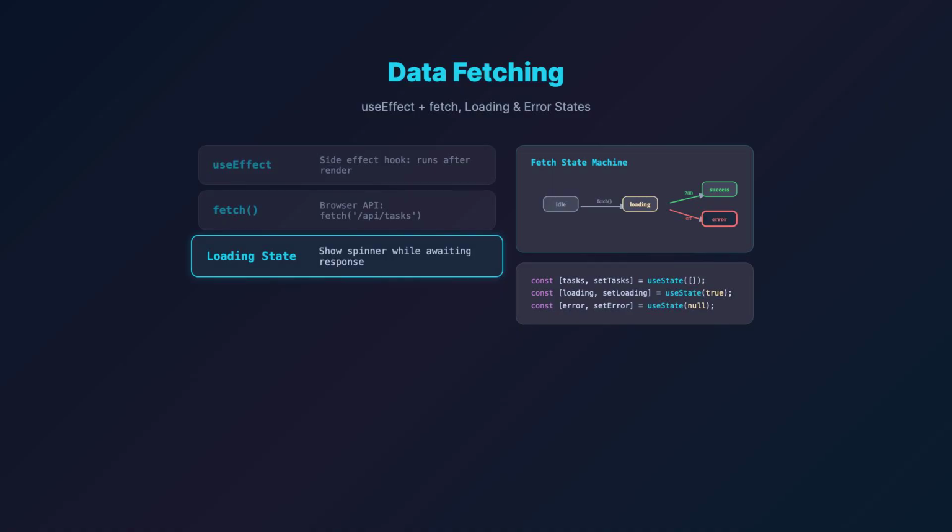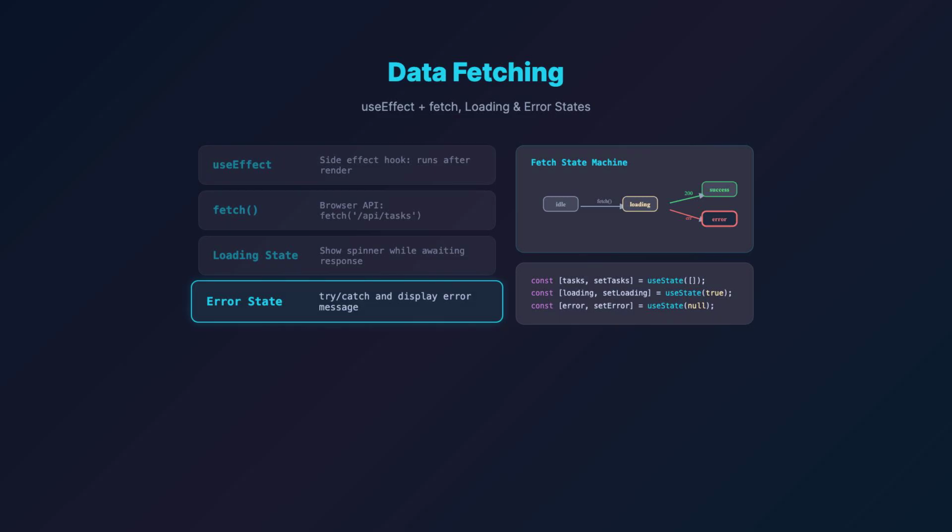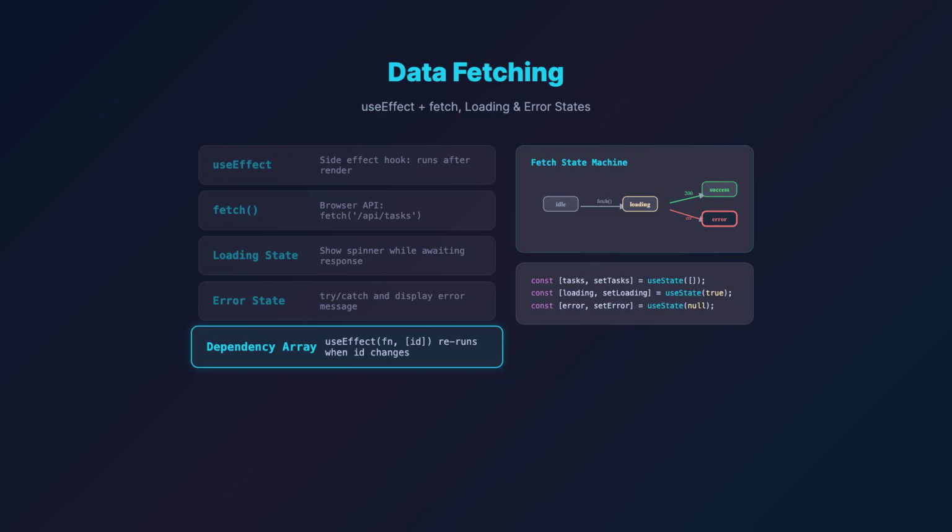This gives you three UI states. Loading is true, show a spinner or skeleton. Error exists, show an error message with a retry button. Data is available, render your component normally. This is the fetch state machine. Idle, then loading, then either success or error.